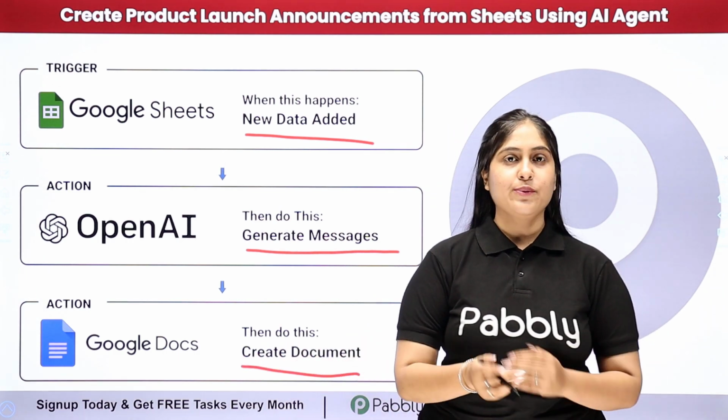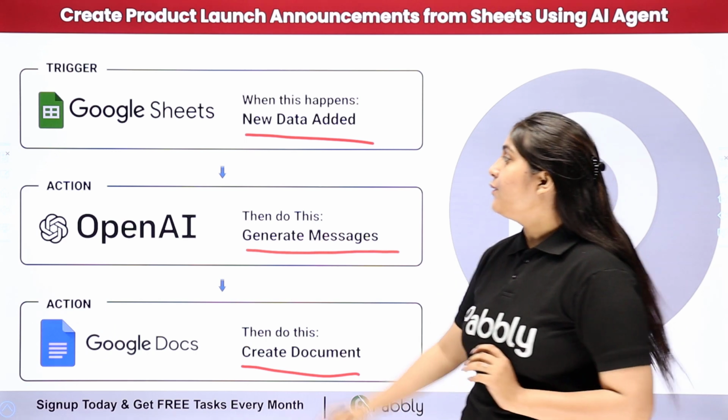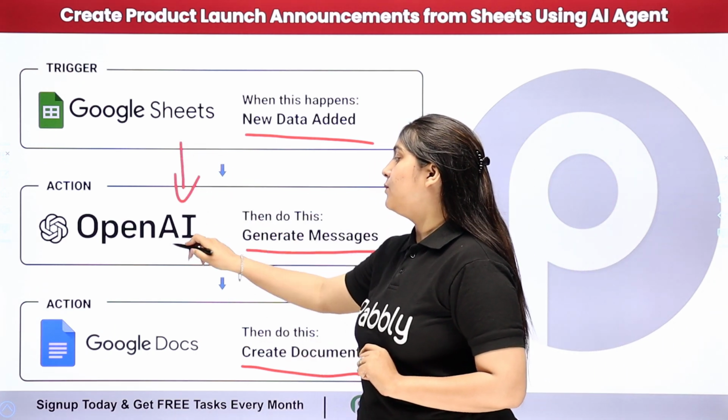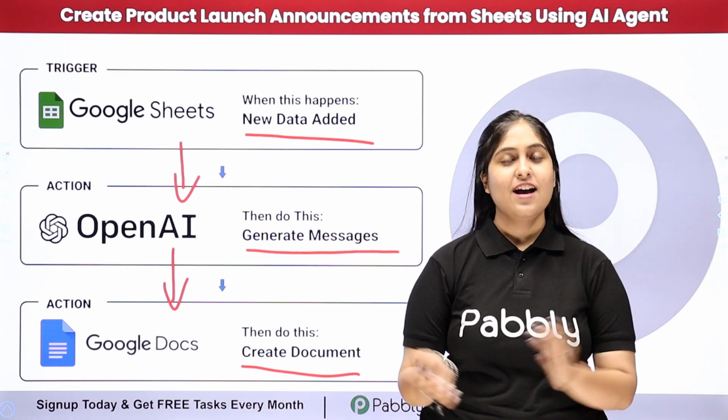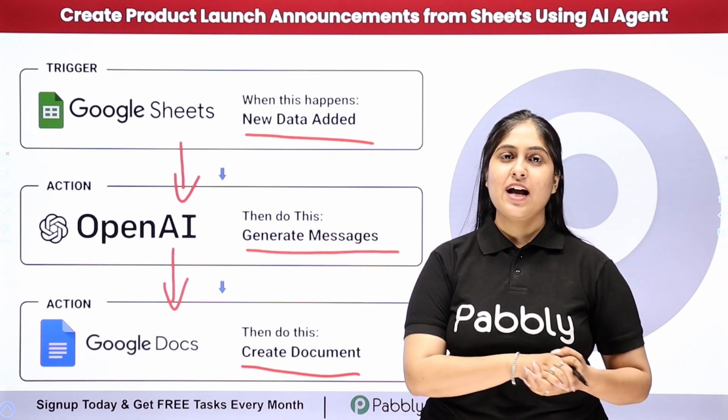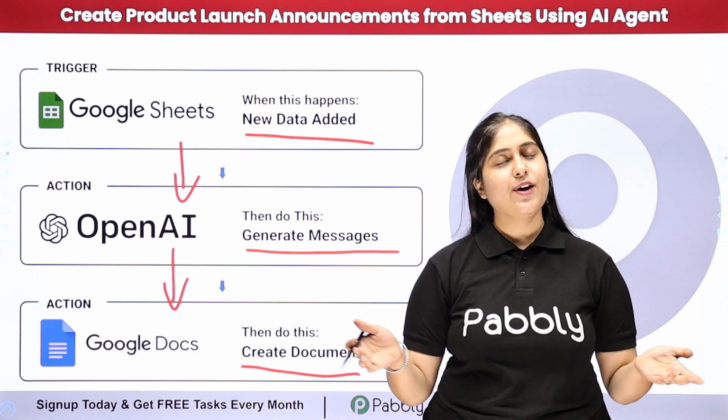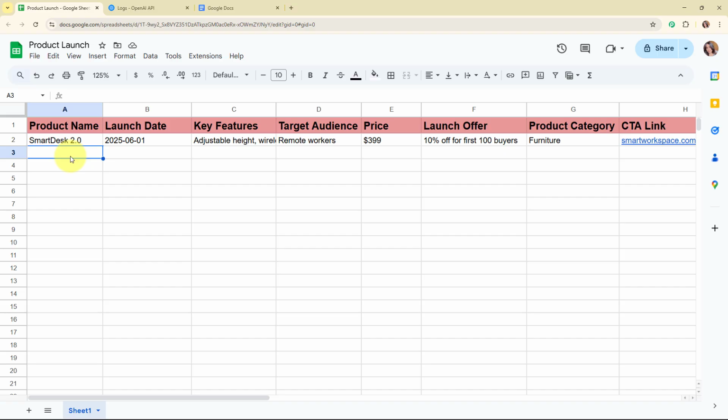So now here to automate the entire process, I need to connect my Google Sheets with OpenAI and Google Docs using an automation software named Pabbly Connect. So to see the working of this automation and to learn this process step by step, let me take you all to my screen. Welcome to my screen.